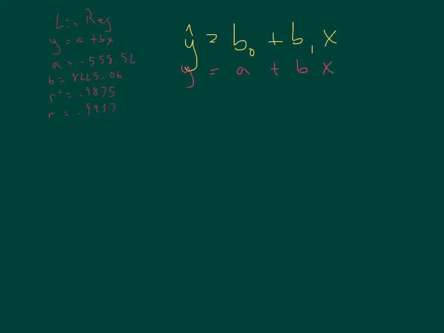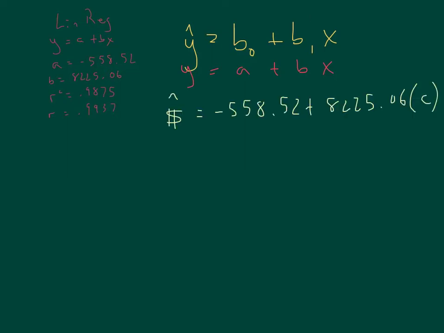First of all, your calculator has not the best notation, so let's line this up. Your y hat is what the calculator is calling y. That's the estimated value. We don't have a number for that. That's what we're guessing based off of different values for x. Your b naught, your y-intercept, is the a value, so a is negative 558.52. b1, your slope, is your b value, the 8225.06, and x is any given x value that we put in, in this case, size of diamond.